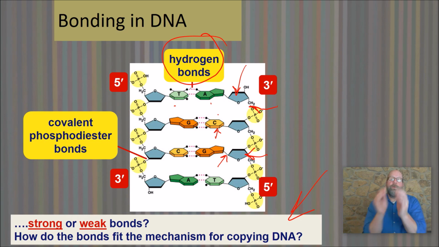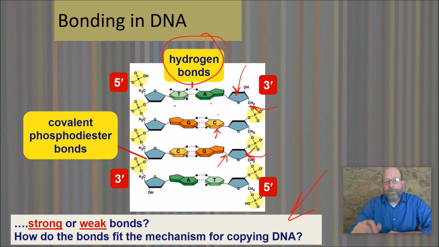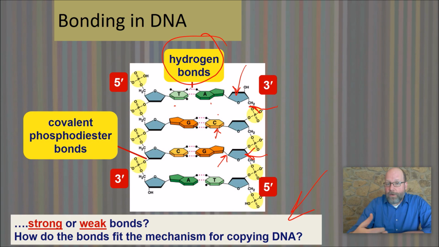But to copy it, we need to be able to open it up. And so what holds the two strands together are very weak bonds. And that makes it really easy to unzip it and get access to that code, both for replication and also, you'll see later, for when we go to make proteins.